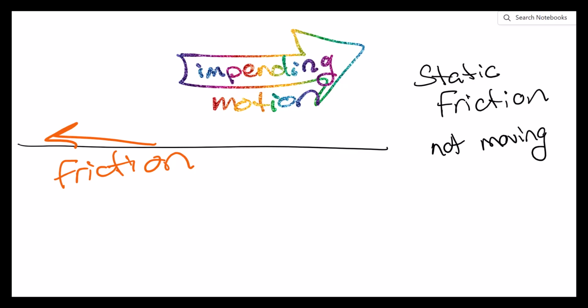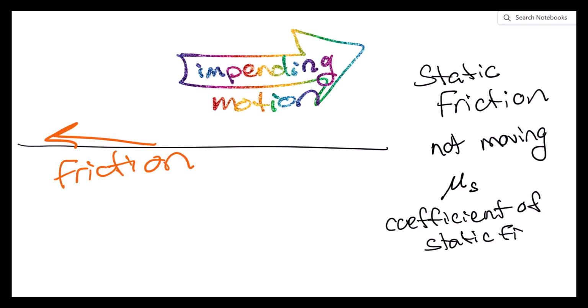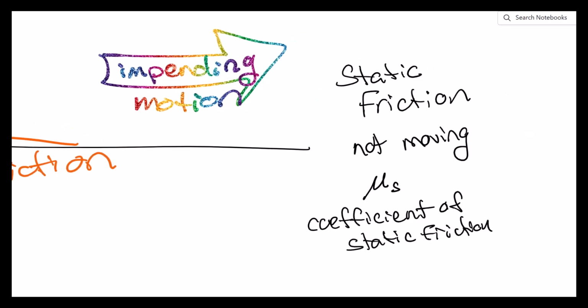Static friction is when something is not moving, so that's the stuff that's preventing it from moving, and it's usually given. There's a coefficient of static friction, mu sub s, that is like a proportionality constant.